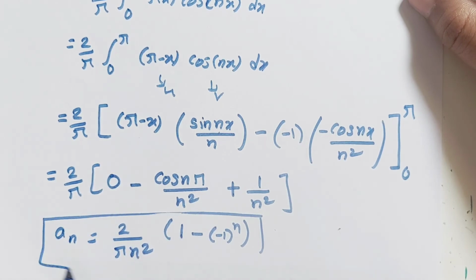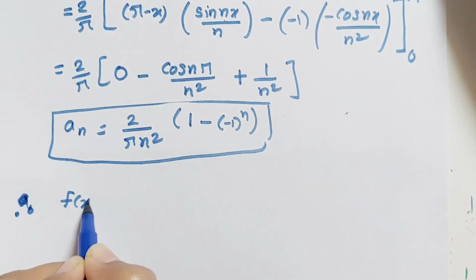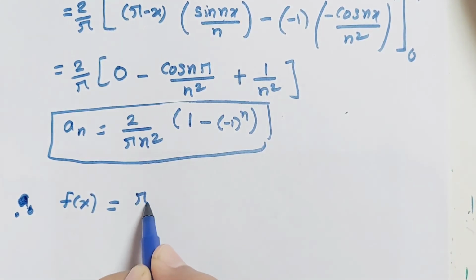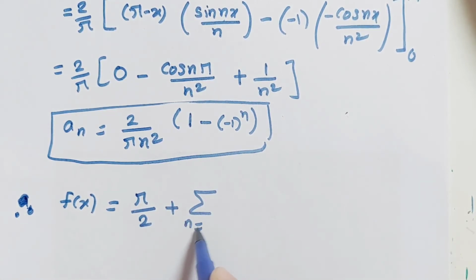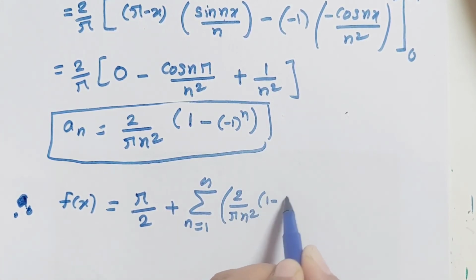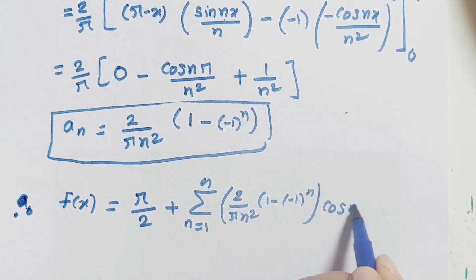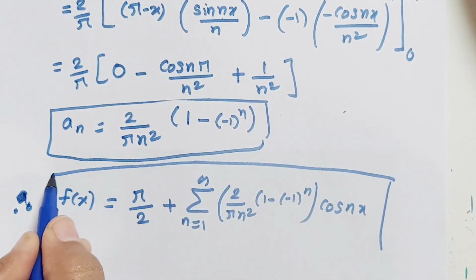So we know the value of a0, an, bn. Therefore our Fourier series is f of x equals a0, that is pi, divided by 2. The value of a0 is pi, so pi by 2 plus summation n running from 1 to infinity, an is 2 by pi n square, 1 minus (minus 1) raised to the power n, into cos nx, and the value of bn is 0. So this is our final answer.